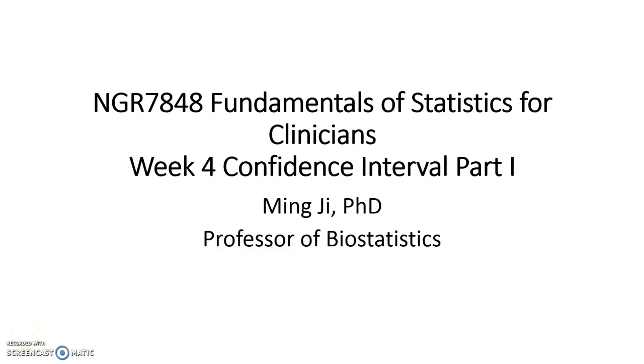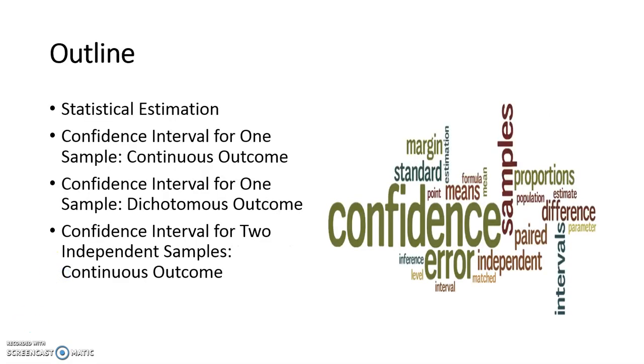Hello. In this video lecture, we're going to discuss confidence interval, part 1. The outline is, first we discuss statistical estimation in general, and then we'll discuss several very specific confidence intervals, including confidence interval for one sample with a continuous outcome, confidence interval for one sample with a dichotomous outcome, and confidence interval for two independent samples with a continuous outcome.